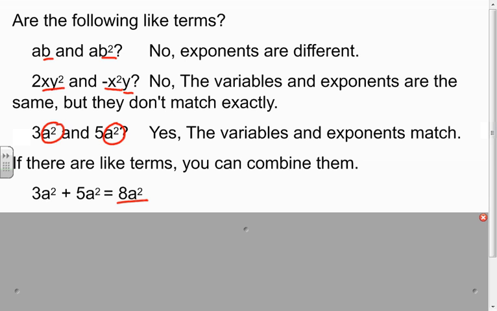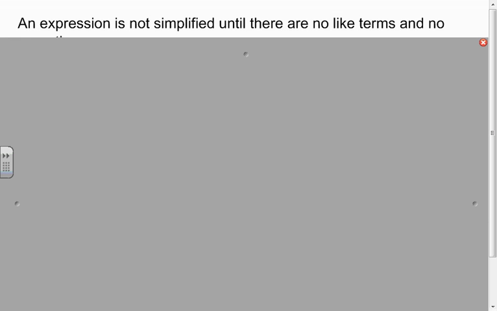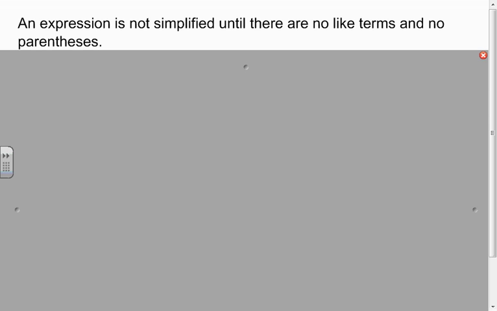Okay? A few more examples of that before we're finished. An expression is not called simplified unless there's no like terms and no parentheses. That's the goal that you're trying to get to.